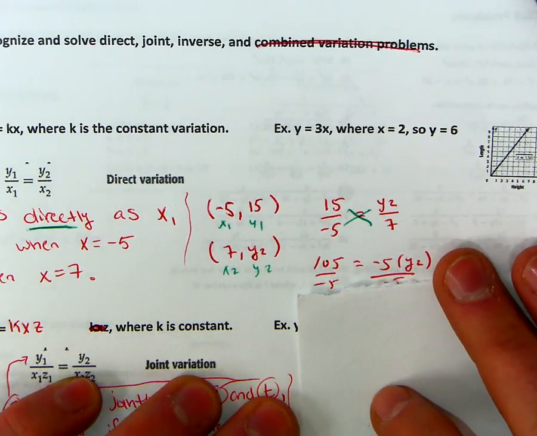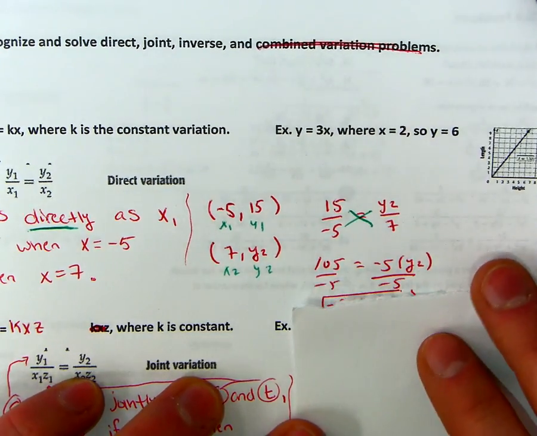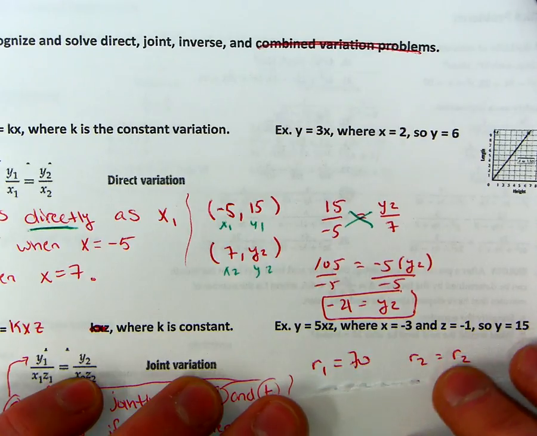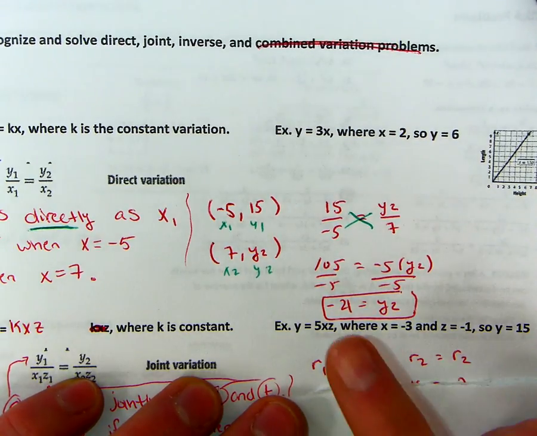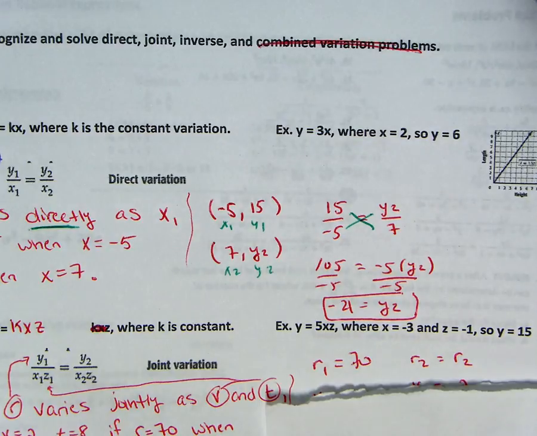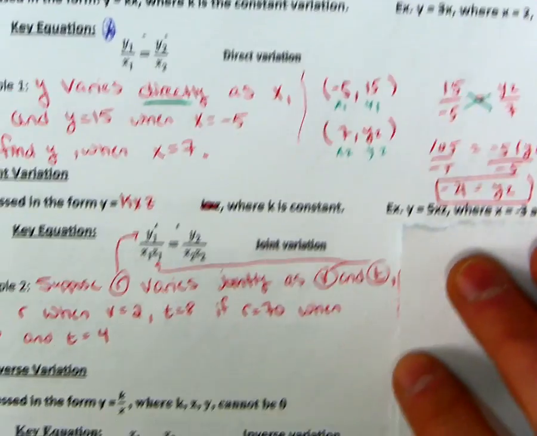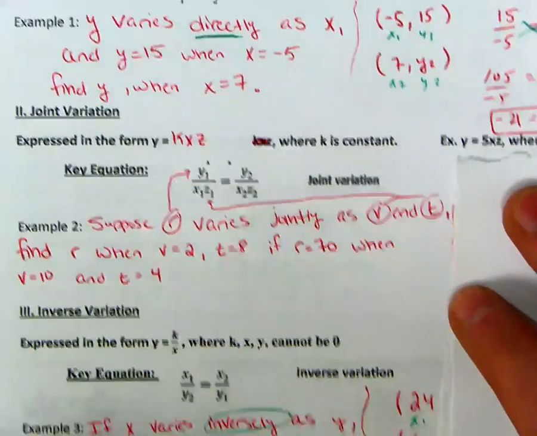15 times 7 is 105, and then y2 times negative 5 is negative 5 times y2. Then you're just going to divide by negative 5 on both sides, and 105 divided by negative 5 is negative 21. So you can get the missing y2. What is y2? What is the other y? Using this nice proportion. All right. So our next part now is joint variation.